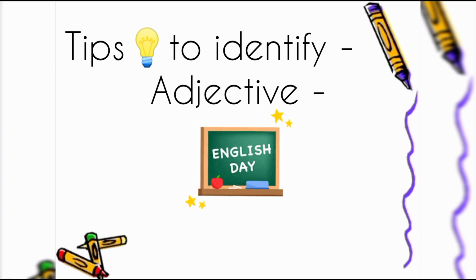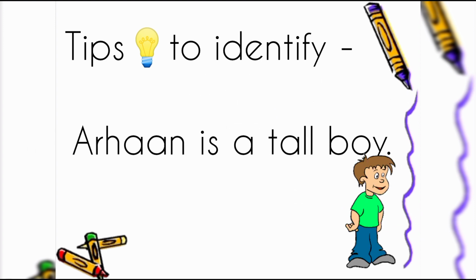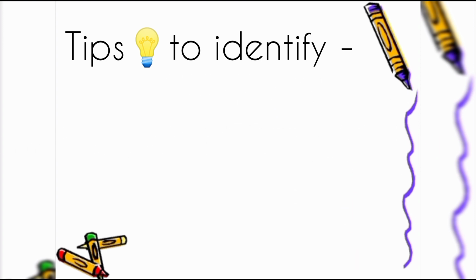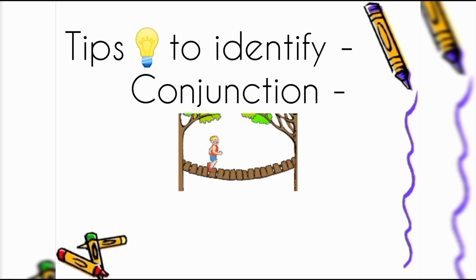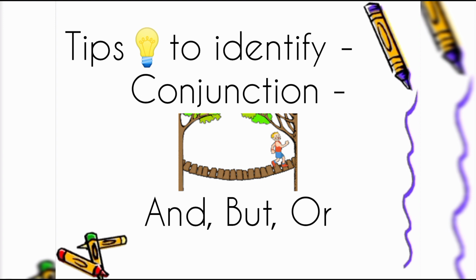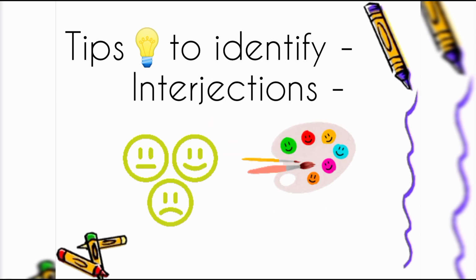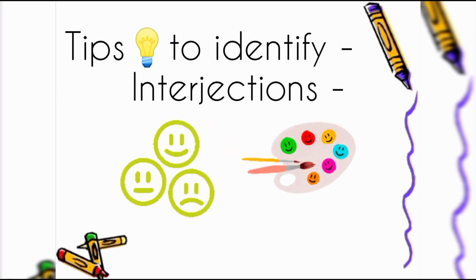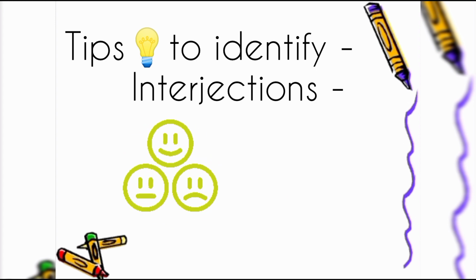Now, adjectives. Keep an eye out for those words that describe nouns. Example, Arhan is a tall boy. Tall is an adjective. Now, conjunctions. Look for words that connect words. It's so simple, right? And, but, or. And here comes the last one. Interjections. You can easily find interjections as they usually show an emotion.